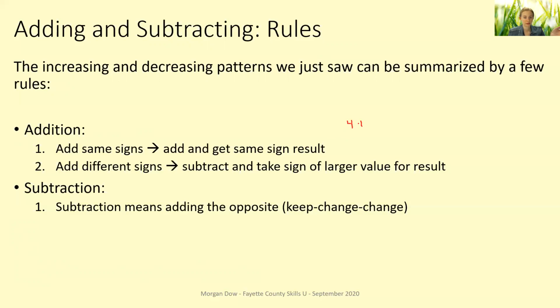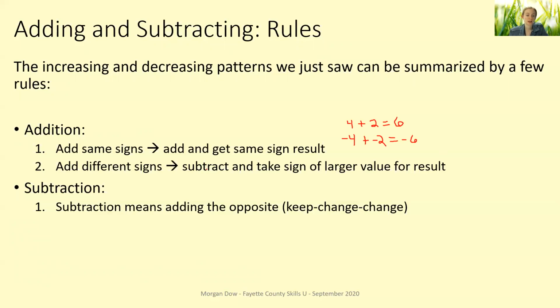positive 4 plus positive 2 gives you positive 6, right? You keep the same sign. Negative 4 plus negative 2 gives you negative 6. When you add two negative numbers, you add the numbers and you keep the same negative sign.